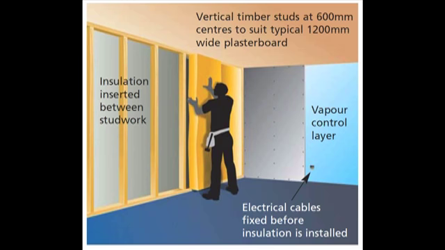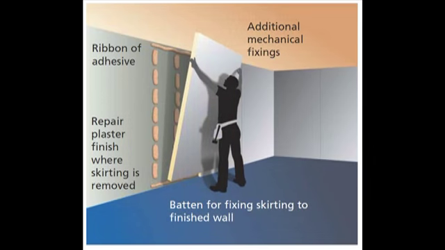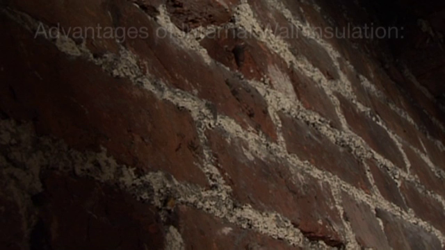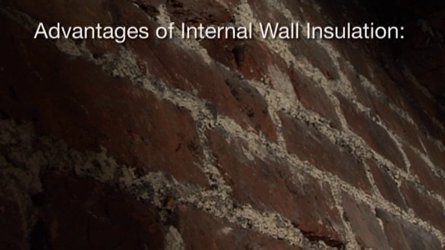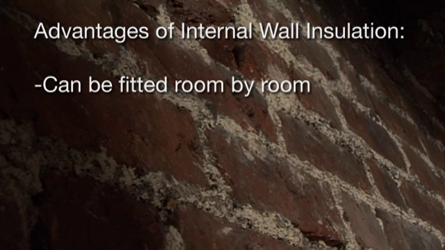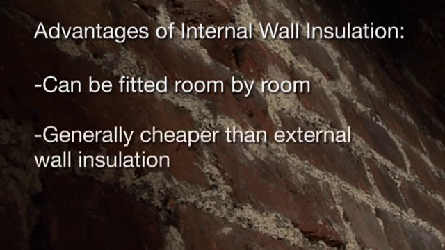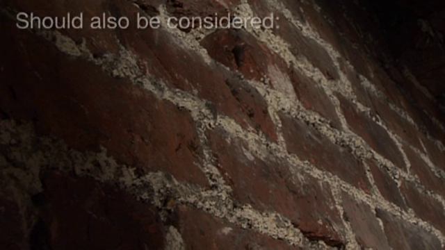Internal wall insulation can take the form of either building a stud wall or by fixing rigid insulation boards. Either can be done by a professional installer, or if you're a highly skilled DIYer, you can have a go yourself. The advantages of internal wall insulation are that it can be fitted room by room. You don't have to do your whole house at once. It's generally cheaper than external wall insulation. It should also be considered that it will slightly reduce the floor area where it's installed.